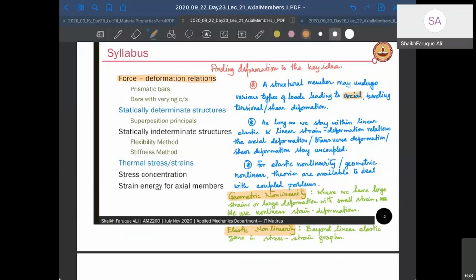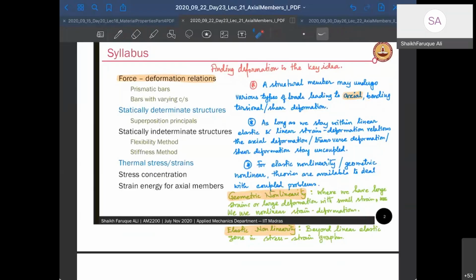So there is a slight difference here. There are two kinds of nonlinearity that can come into a structure. One is geometric, one is elastic. Geometric means the strain-deformation relationships are nonlinear, and elastic means the stress-strain relationship is nonlinear. It can be either one of them.